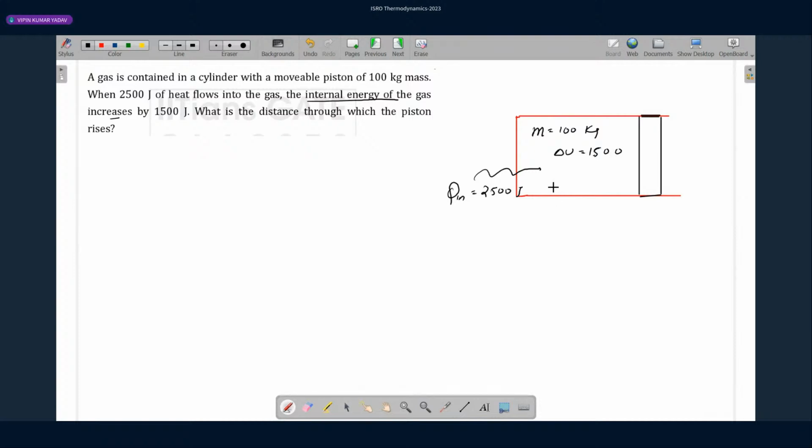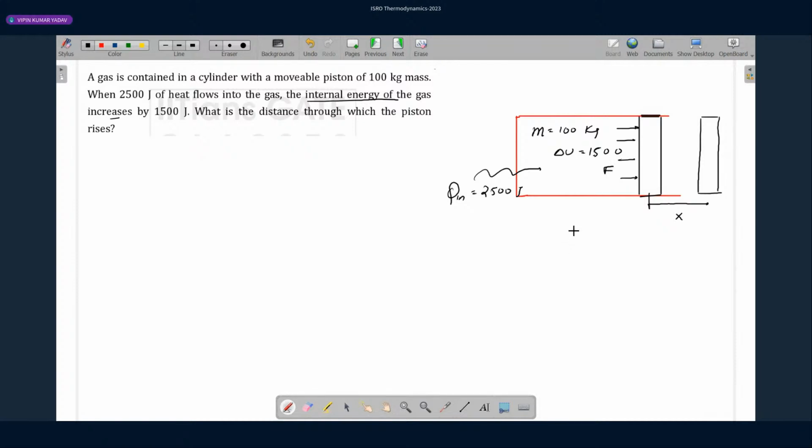Okay. What is the distance? So because of this heat transfer, what will happen? Some work transfer will also be there. Okay, because the piston will move. You are transferring heat, so the piston will move from this location to a certain location here, let us say, and this is, let us say, X. So this heat transfer will basically lead to a pressure or a force on this piston.